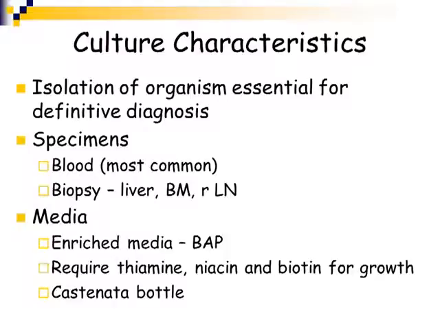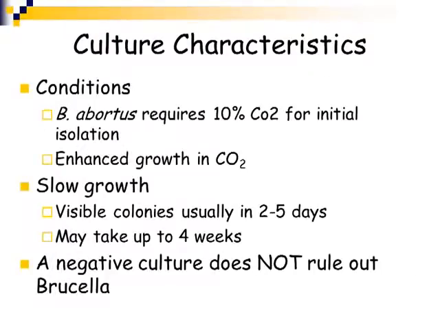The media, it does require more of an enriched media. It will grow on blood agar plates. It requires thiamine, niacin, and biotin for growth. And it used to be inoculated in what was called a Castaneda bottle, which is a special container with media that contains all of these nice goodies that Brucella likes to grow in. Brucella abortus requires 10% CO2 for its initial isolation. So it definitely needs CO2 to grow, which is why it's fastidious.